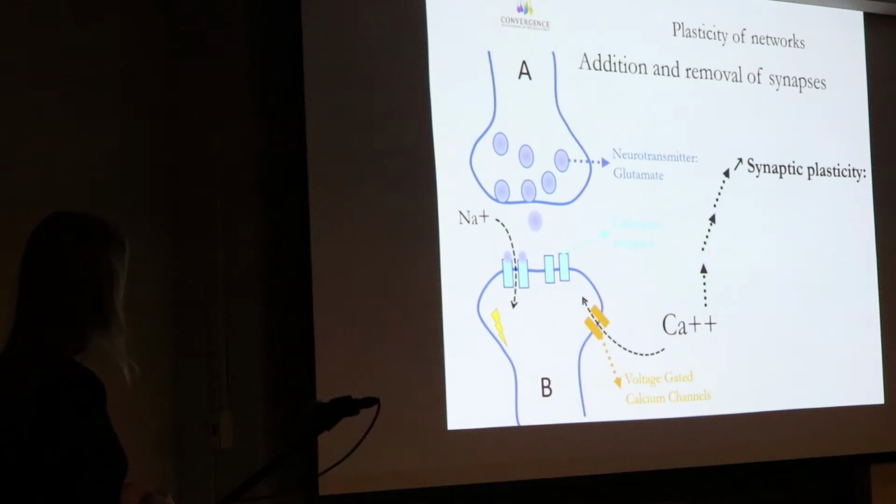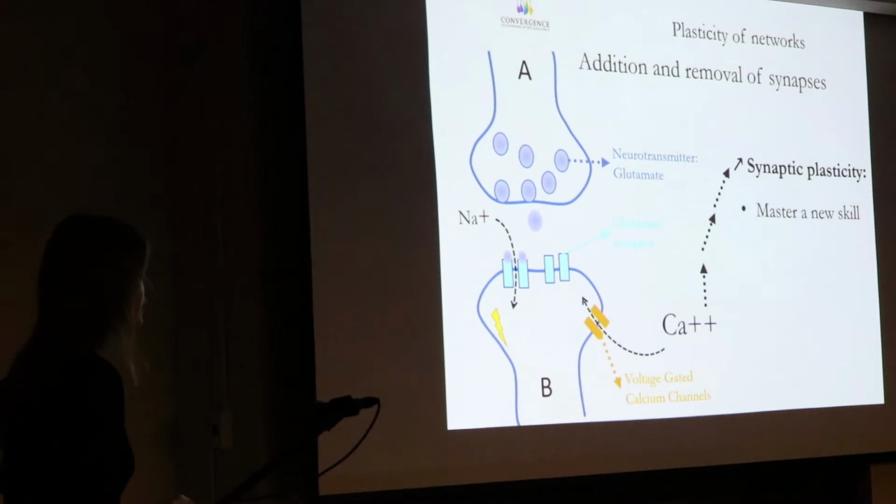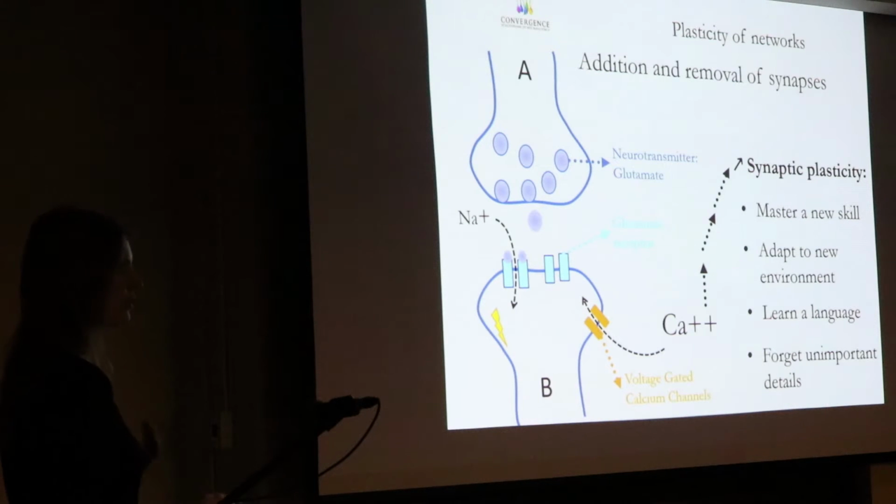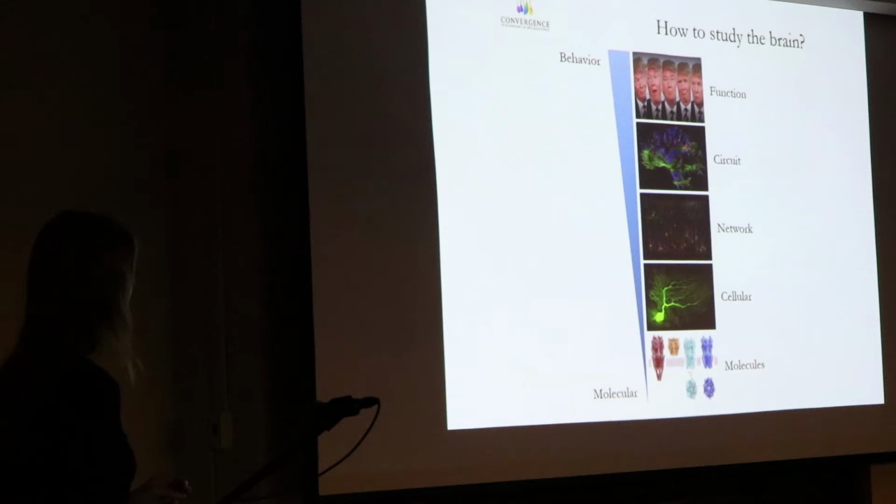And calcium in cell B is going to mediate synaptic plasticity. So if cell A fires a lot to cell B, then cell B is going to change the receptor composition in order to respond better to cell A. So synaptic plasticity, as I mentioned, allows you to do a lot of things. For example, master new skills, adapt to your environment, learn a new language, or forget unimportant details. Because you also have mechanisms to forget in your brain. If you don't need to remember something, then it's going to be deleted. So this is broadly how networks work.